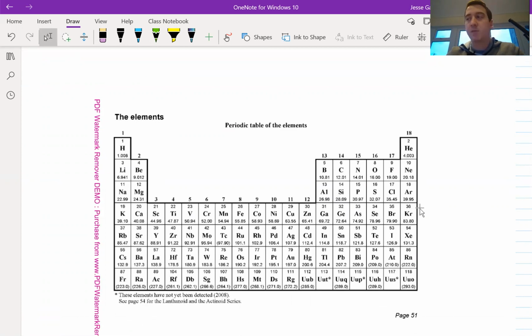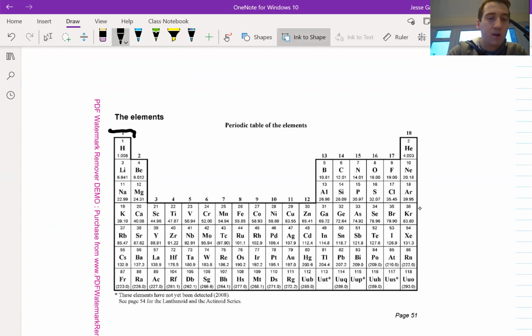So I want you to answer by speaking your answer out loud on 3. So what is a group on the periodic table? 1, 2, 3. Okay, I hope that you said that a group is a vertical column. So group 1 is the first group, the first vertical column, and it's right here.